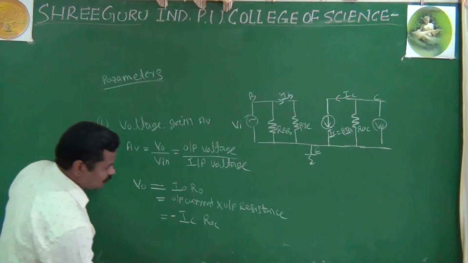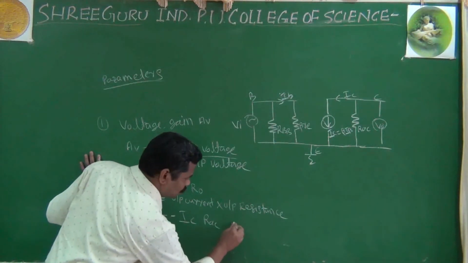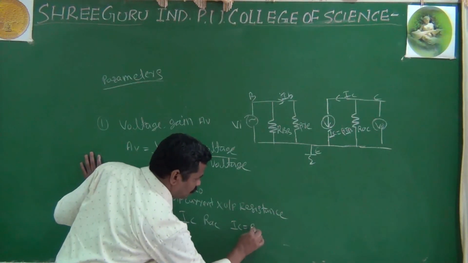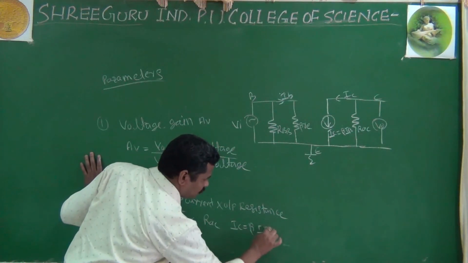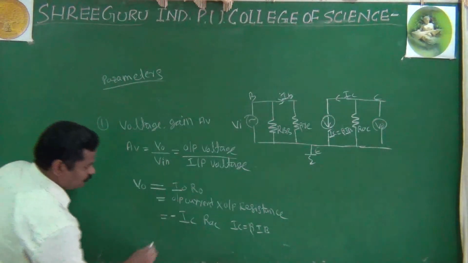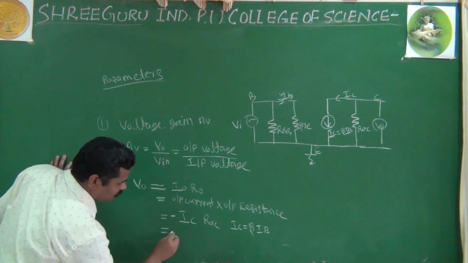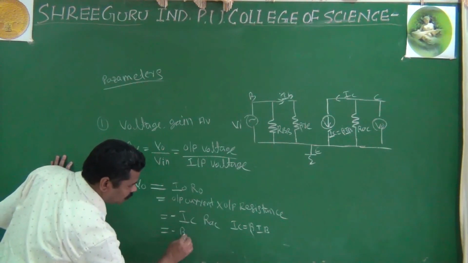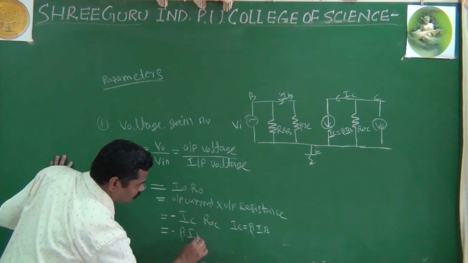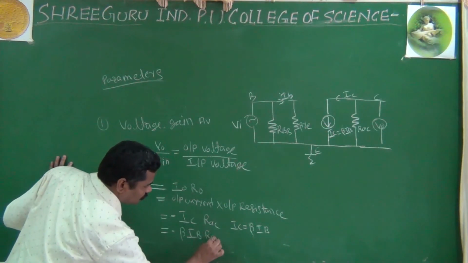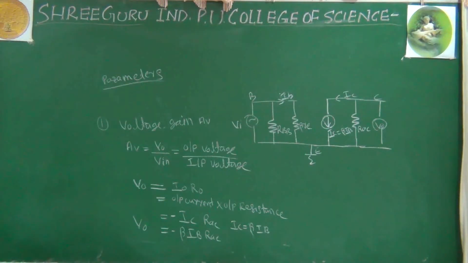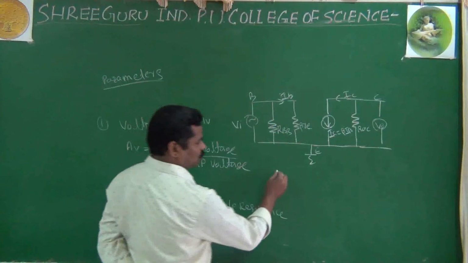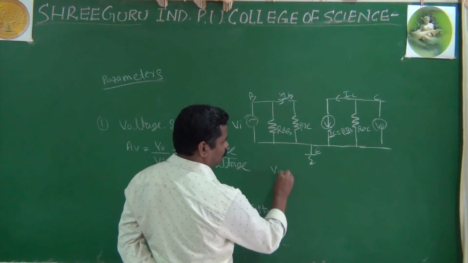Also you can write IC is equal to beta into IB. This becomes minus beta into IB into RAC. This is nothing but your output voltage. Similarly, find the input voltage, that is V in.